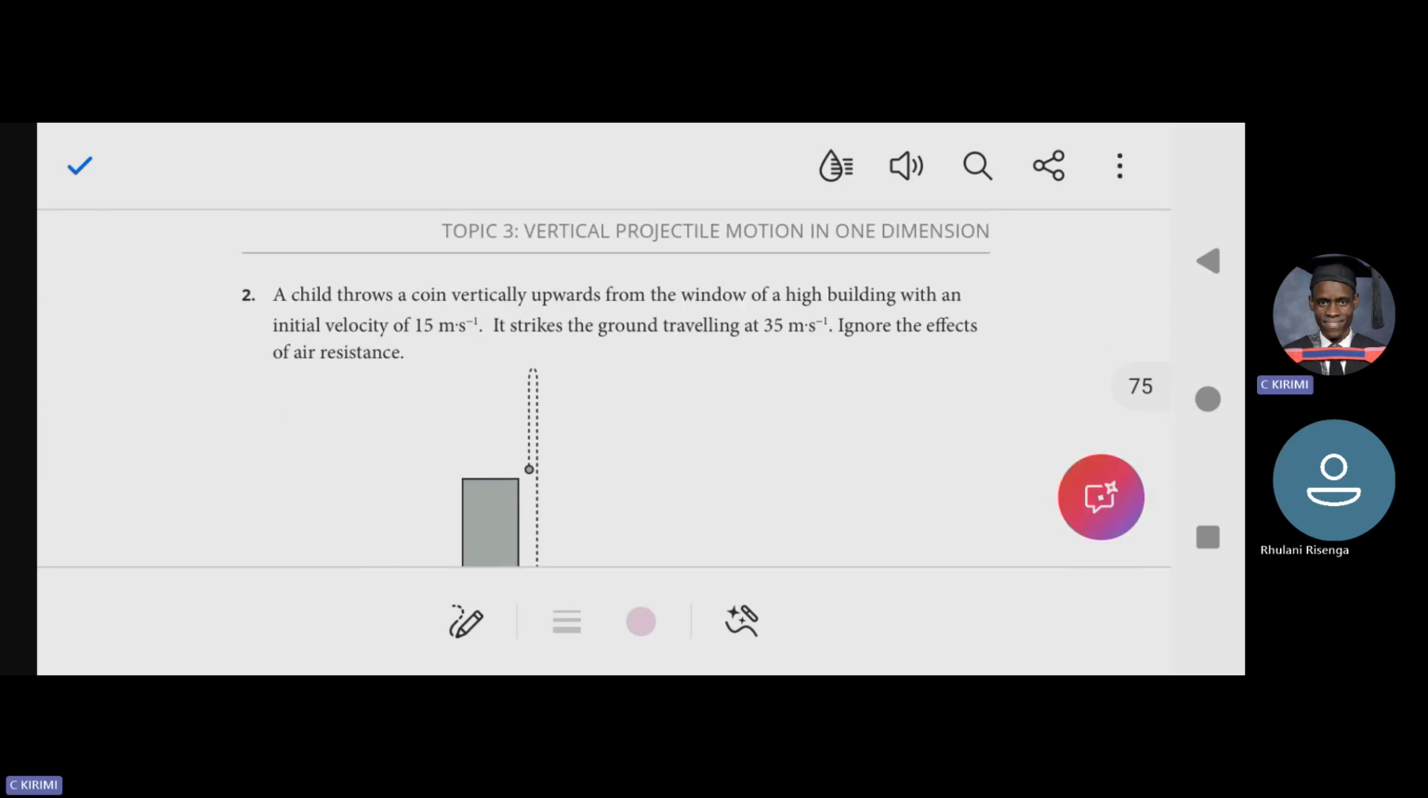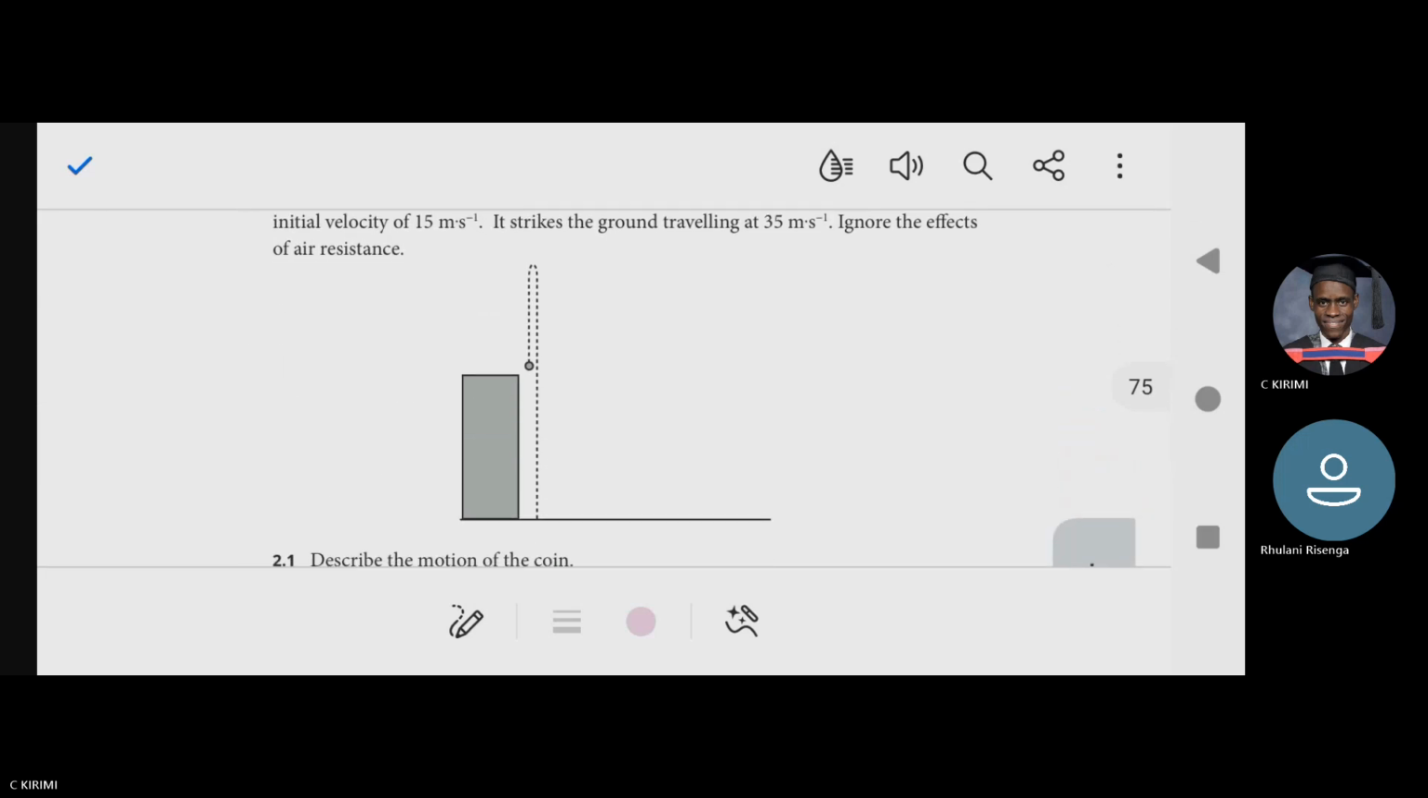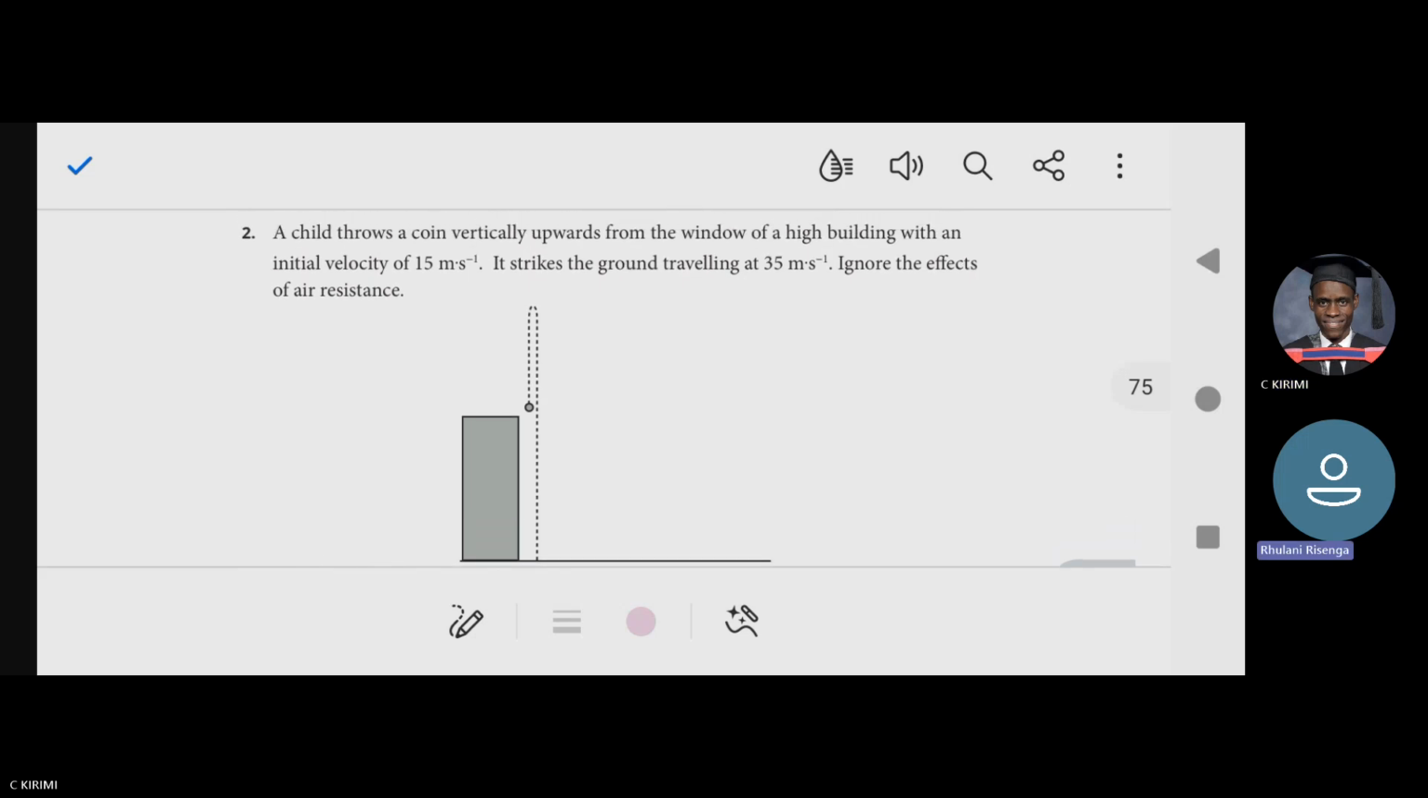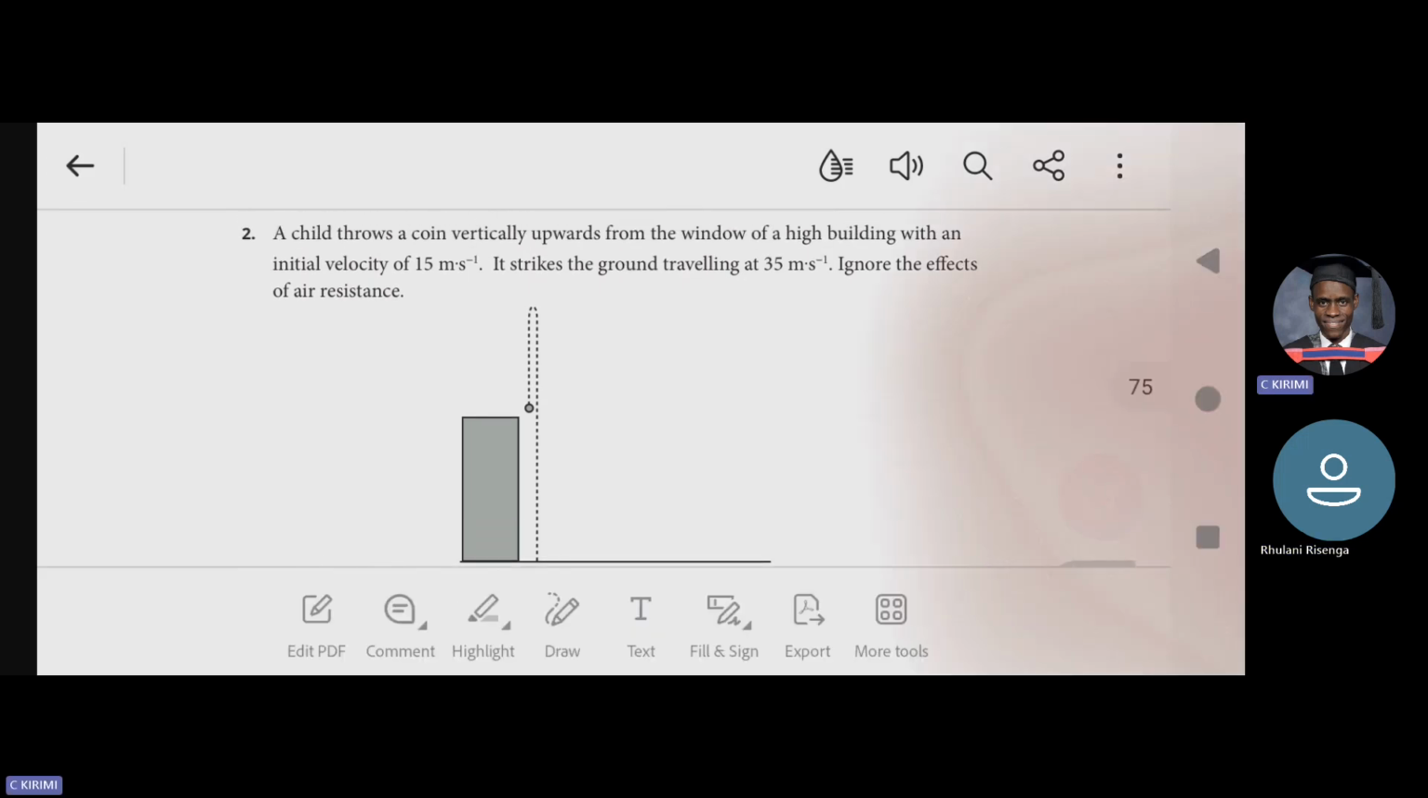All right, let's just work on this one. They are saying a child throws a coin vertically upwards from a window of a high building with an initial velocity of 15 meters per second. It strikes the ground traveling at 35 meters per second. Ignore the effects of air resistance. So initial velocity is 15 meters per second upwards.